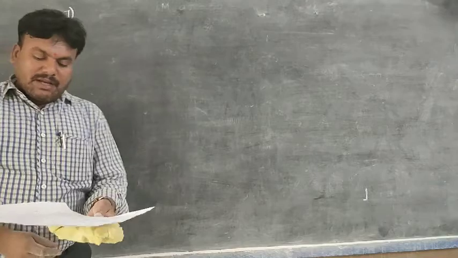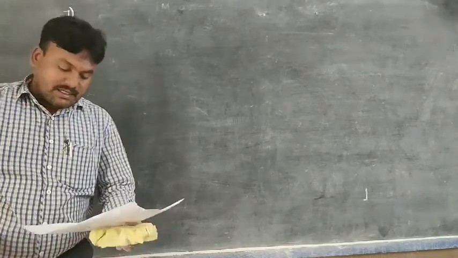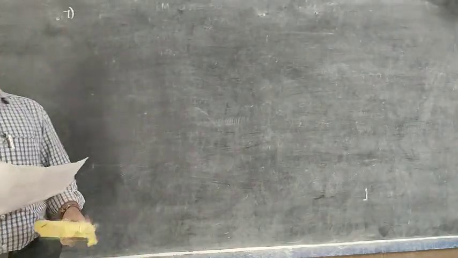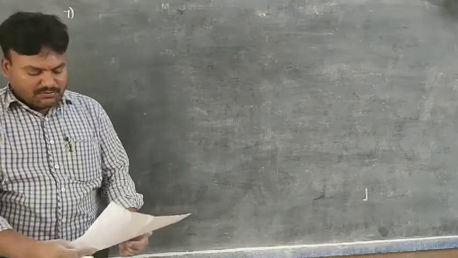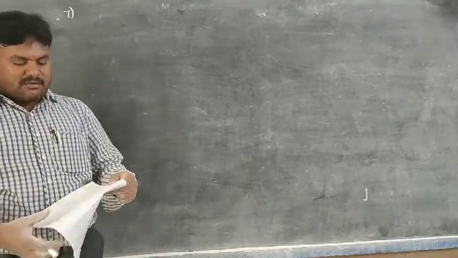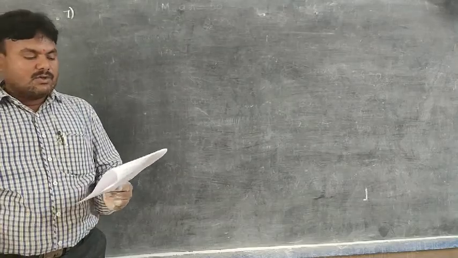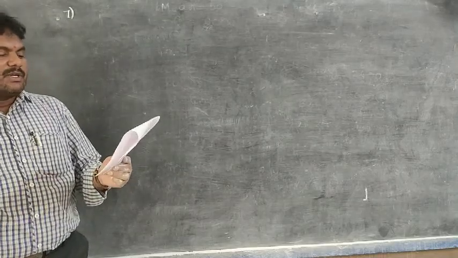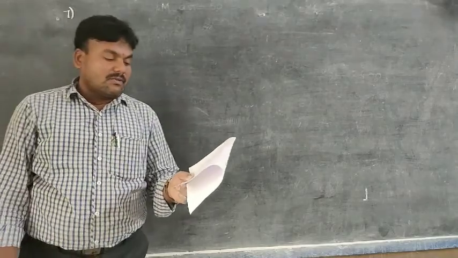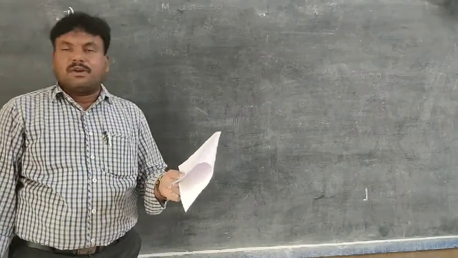Right. If the median of 60 observations is 28.5, find the values of x and y. Class intervals are 0 to 10, 10 to 20 and so on, 50 to 60. Frequencies are 5, 5, x and so on, 5.